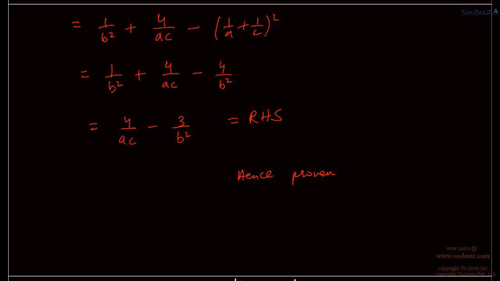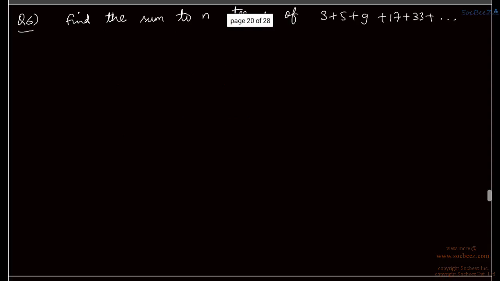So you see that we just use the most important property of a harmonic progression, writing it that way, and just substituting it in the given left hand side, we get the right hand side. Okay. Now find the sum to n terms of 3 plus 5 plus 9 plus 17 plus 33.